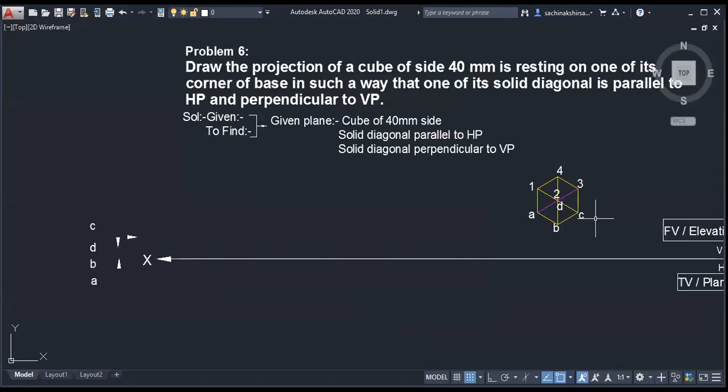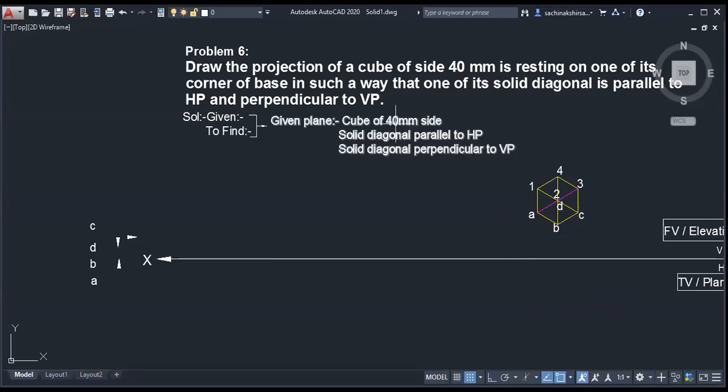So you have to select the opposite corner and opposite plane and join them. It is called a solid diagonal. A to 3 is one solid diagonal. B to 4 will be another solid diagonal. C to 1, likewise. These are the solid diagonals, the definition of solid diagonal.